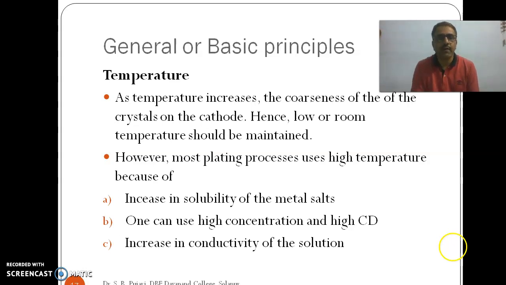So student friends, today we will stop here, and the other important basic principles we'll deal with in the next lecture.